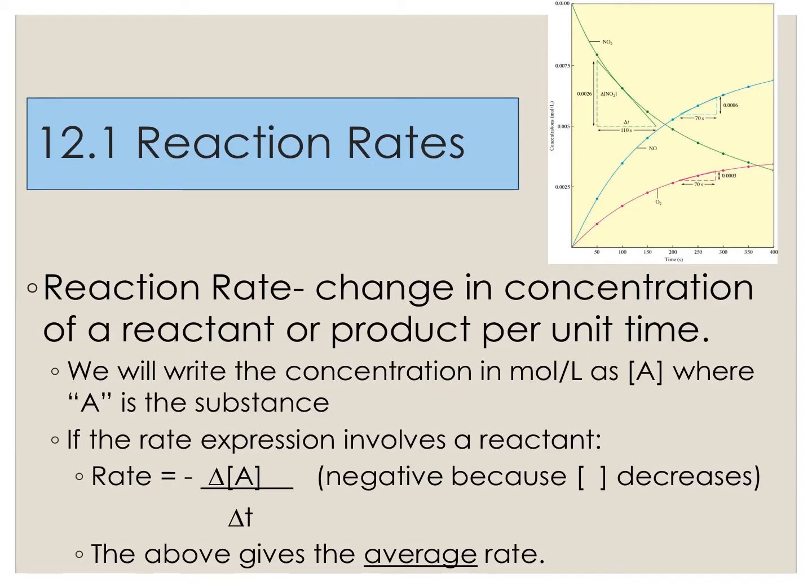So, reaction rates. These are a change in concentration of a reactant or product per unit time. When we're talking about these concentrations, we're going to use these brackets. Yes, moles per liter is molarity, and we can use the term molarity, but in writing, most of the time we're going to use brackets around whatever compound we're talking about at that time.